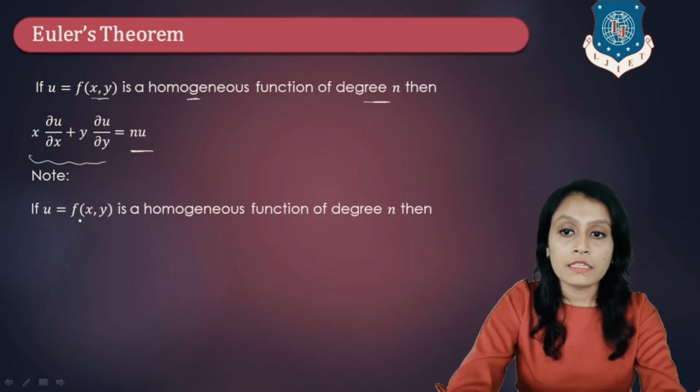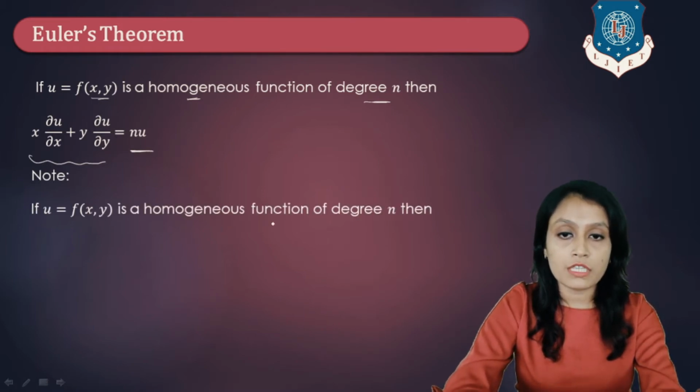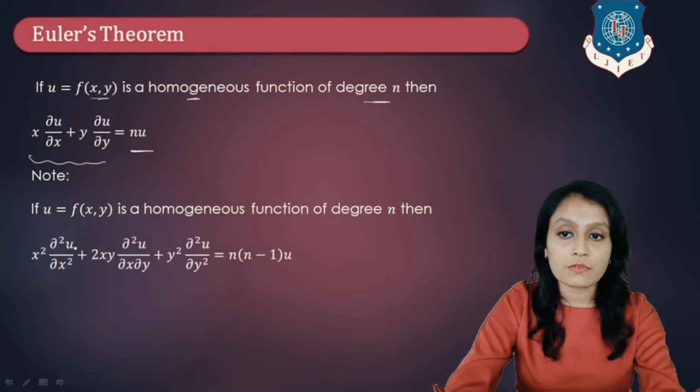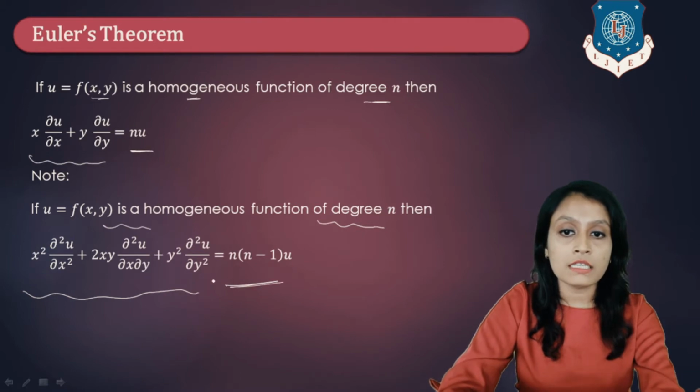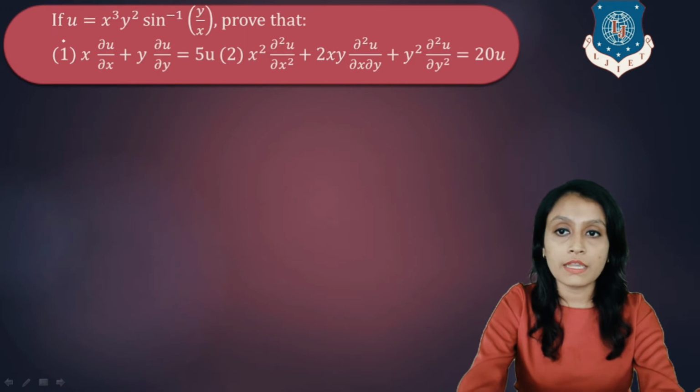Now if again the function f(x,y) is a homogeneous function of degree n, then x^2 ∂²u/∂x² + 2xy ∂²u/∂x∂y + y^2 ∂²u/∂y² = n(n-1)u. So again, if f(x,y) is a homogeneous function of degree n, then you can find this term simply by this formula, that is n(n-1)u. So let's see one example.